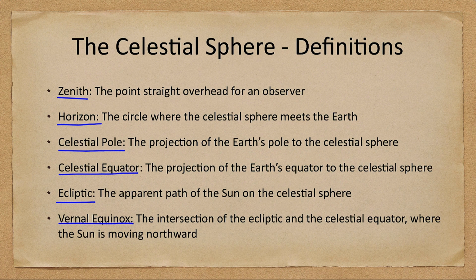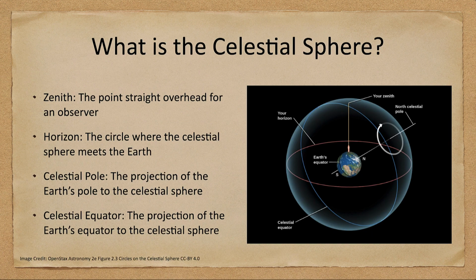So let's look at these in a little more detail and bring some images up to try to help with this a little bit. So let's look here first of all at the zenith, which is the point straight overhead. So we have an observer here, and the zenith is that point directly overhead for that observer. It is different for every observer. So what is overhead for a person in one location is not going to be overhead for a person at another location. This is very specific to your very area, as is the horizon.